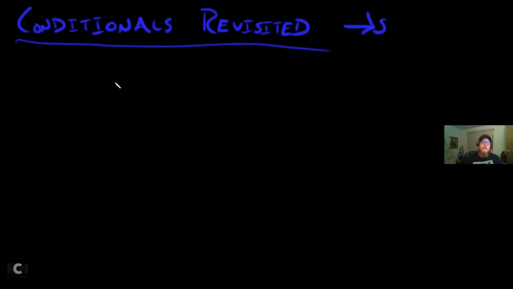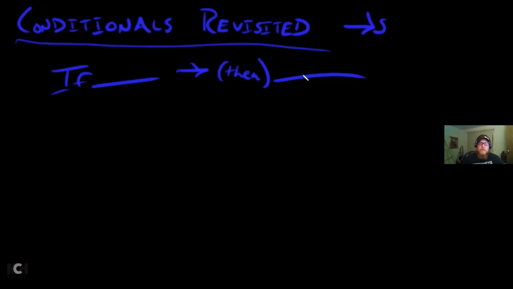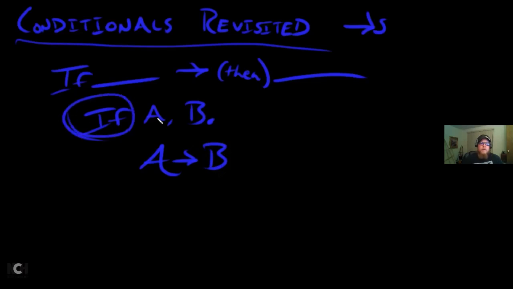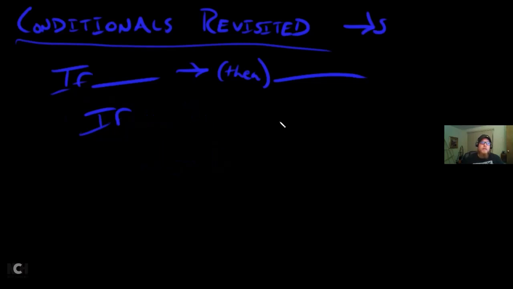So first of all, let's talk about the notion of an arrow. Now here's what we've said so far. Basically, it works this way. We got if, and then whatever follows if goes on the left side of the arrow. Then we got the arrow, and then sometimes we have the word then. It's not always there. And whatever is there goes on the right side of the arrow. So if I said something like if A, comma, B, the way we translate that is A, arrow, B. Because whatever follows the word if goes on the left side of the arrow.